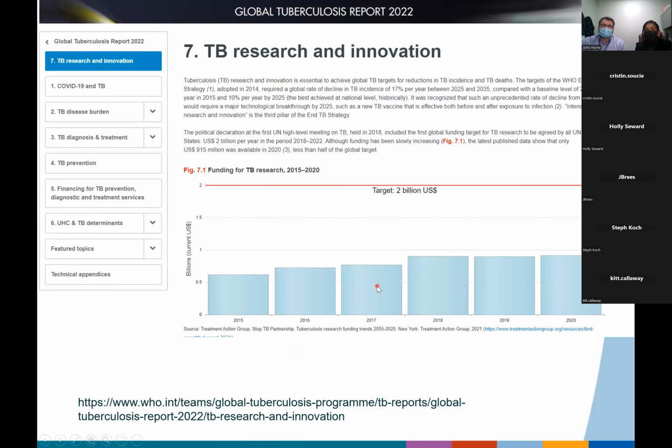And this website is really good to see what's happening globally for TB innovation. There's a lot of funding being given, $2 billion every year for TB. And also there are a lot of drugs in the pipeline. So they're working on newer drugs. Hopefully something better comes along.